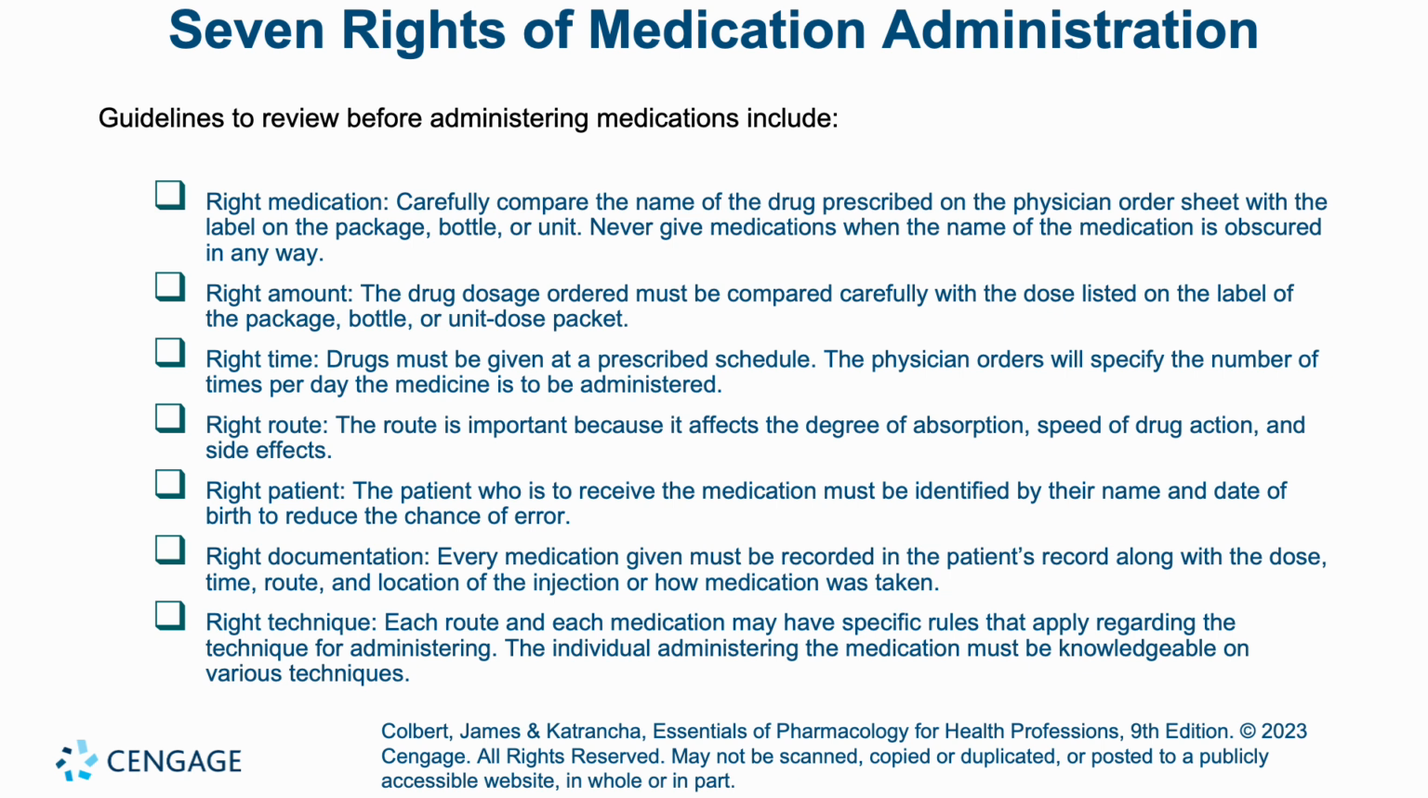Right time. Drugs must be given at a prescribed schedule. The order from the physician will specify the number of times per day the medication is to be administered. Right route. The route's important because it affects the degree of absorption, the speed of drug action, and the side effects. Right patient. The patient who is to receive the medication must be identified by their name and date of birth to reduce the chance of error.